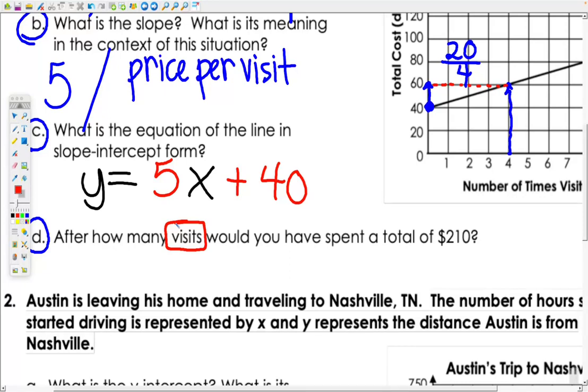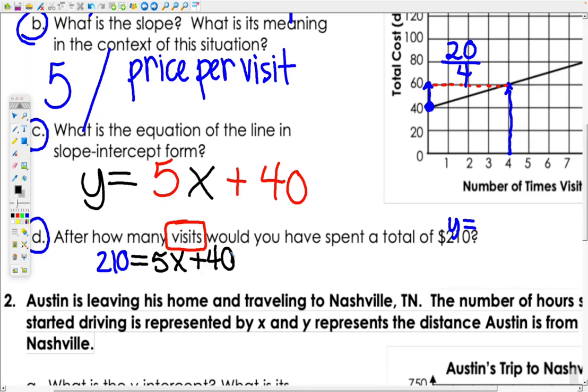The only reason I'm putting the equation up here is because there are times when people are like, I don't even know where to start. But if I'm telling you that the 210 is the y, because we talk about money, the y is the money, then I put 210 in the equation above, equals 5x plus 40, and I'm just solving for the x. This is if you want to do an equation.